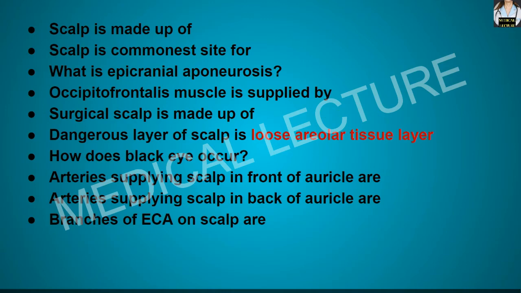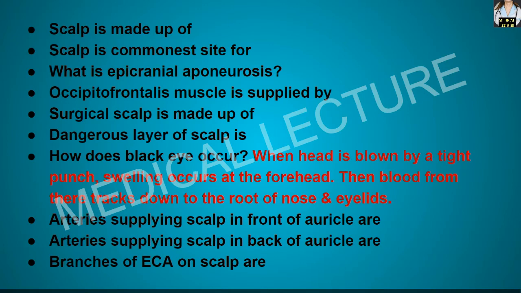Now how does a black eye occur? When the head is blown by a tight punch, swelling occurs at the forehead, and then from the forehead the blood tracks down to the root of the nose and the eyelids, causing the black eye.